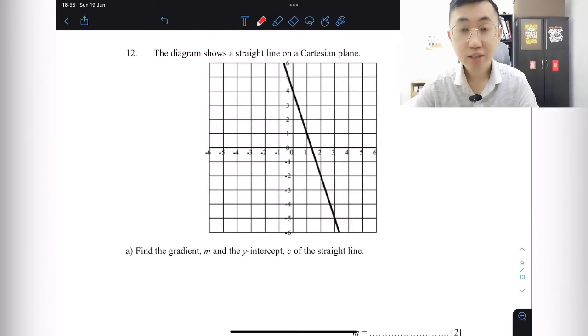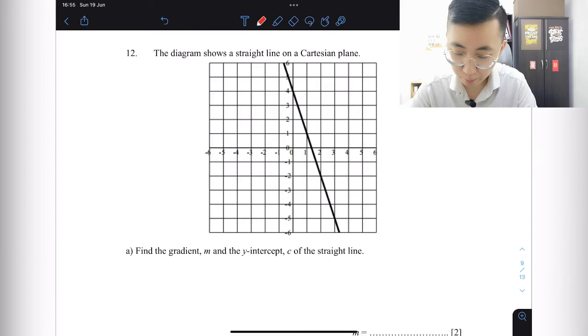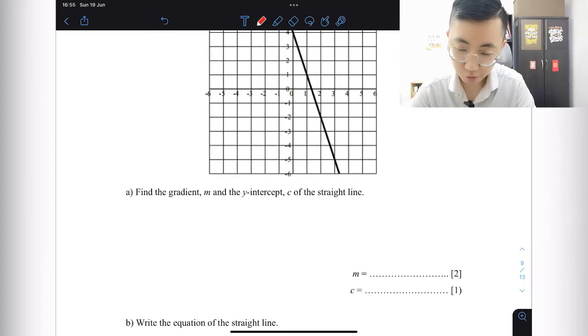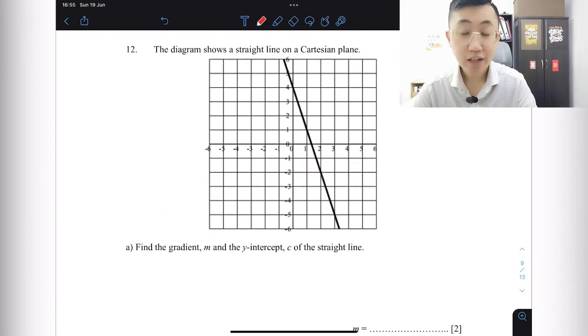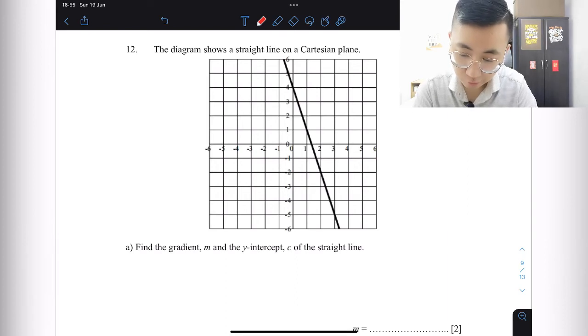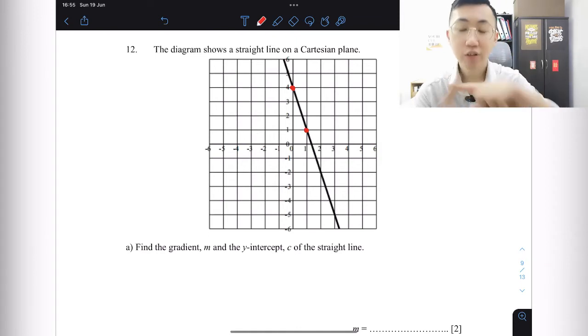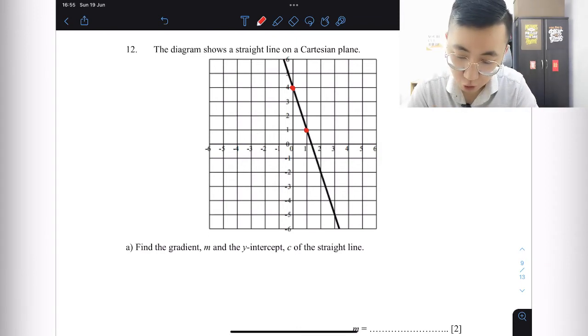Question 12. The diagram shows a straight line on a Cartesian plane. Find the gradient m and the y-intercept c of the straight line. So let me see the question. I need to find both. First step, you have to understand the meaning of gradient. For gradient, you see the steepness by taking two points first. I'm going to take this point and then find a point that's exactly on the intersection of the boxes. So I'm going to take these 2 points.